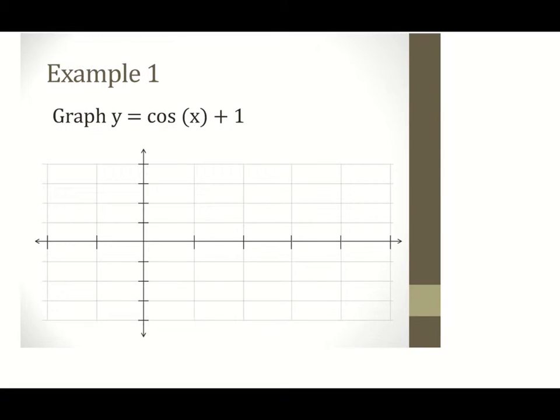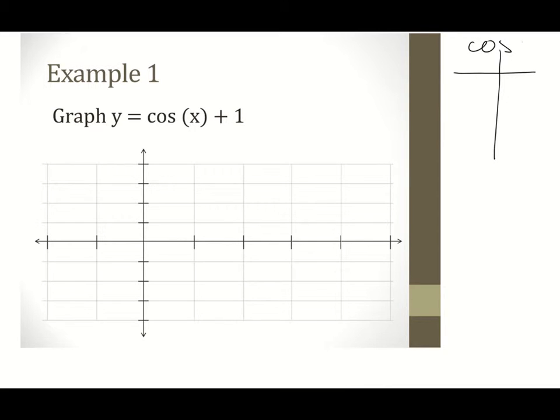All right, example number 1, we have y equals cosine x plus 1. So if we know that cosine always starts above the midline, it starts at 1, from there we could just move our point down, move the next point down, move the next point down. If we need to make our table, we can go ahead and make our table as well. So as we get better, we can kind of go without using the table, but we'll stick with it for now.